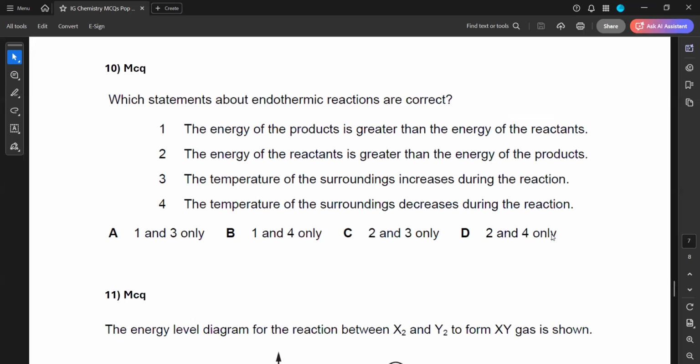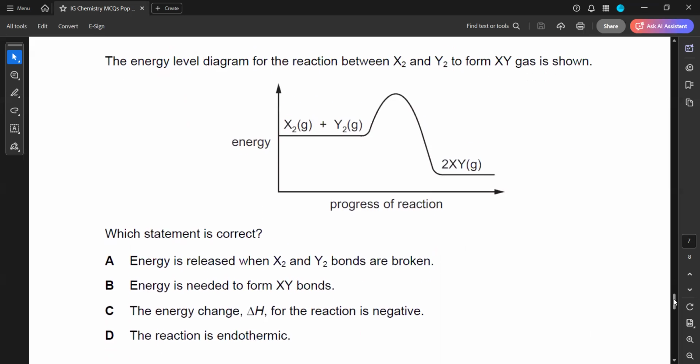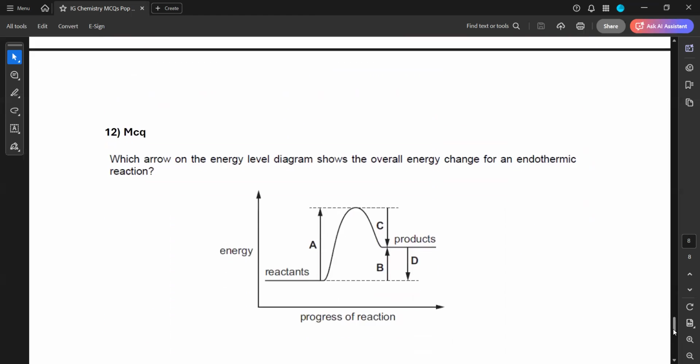Question 10, any doubt? The correct answer for this one is B. Question 11. The correct answer for this one is C. For any question, if you need explanation, I'll also explain. If you don't have a doubt, I will just let you know the answer.